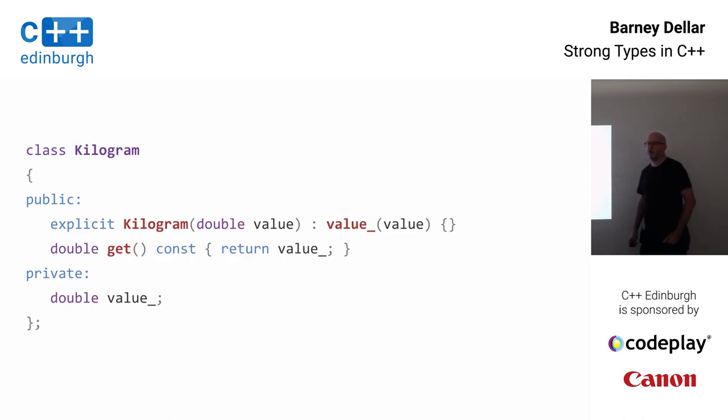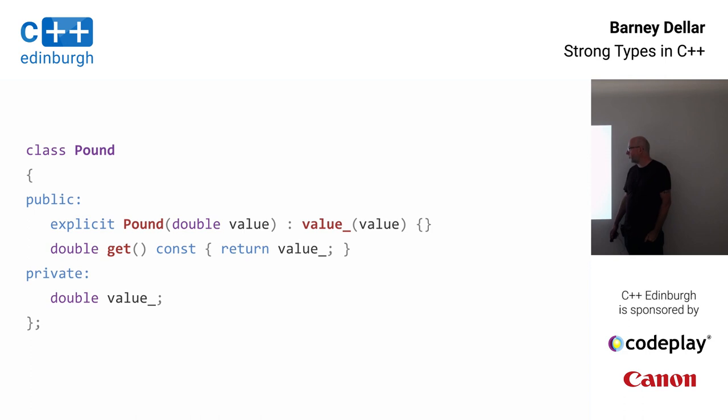So we need to create a new type that wraps up the double that we're going to use. We can construct it with a double, we can get the double from it, and internally it owns one. Obviously we can write a lot more code here that will work with move semantics and various other things like that, but this is the basis of it. This will do the job we need.